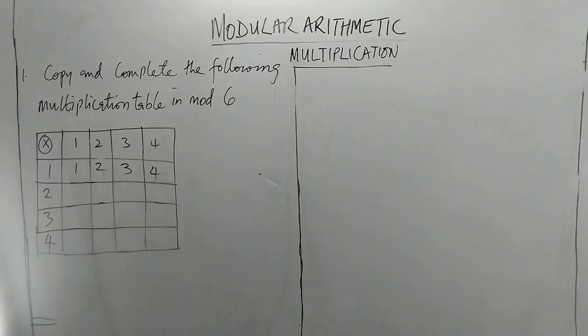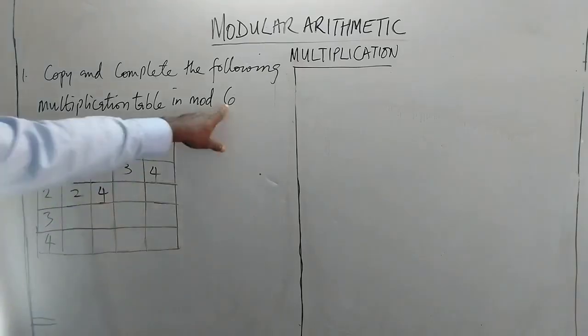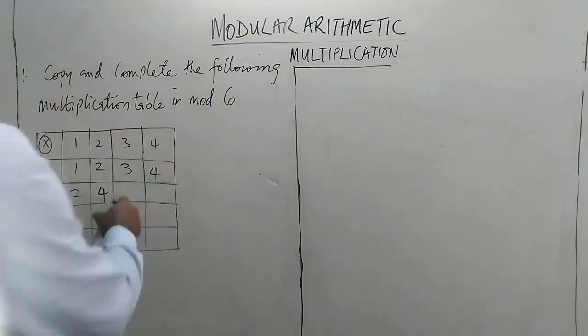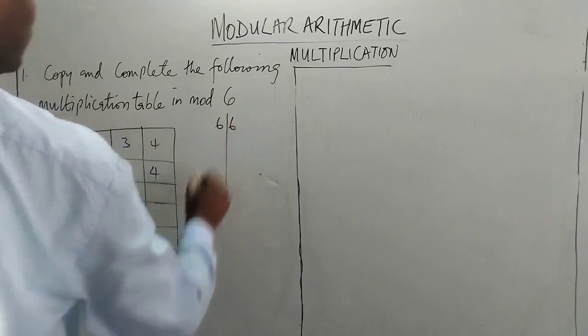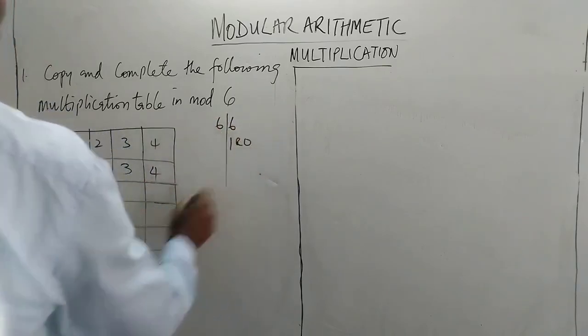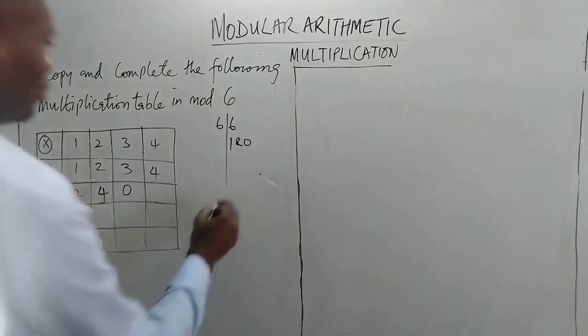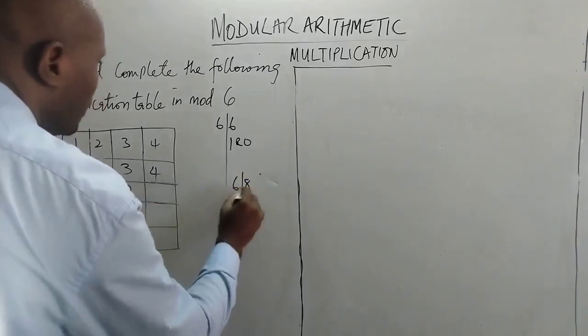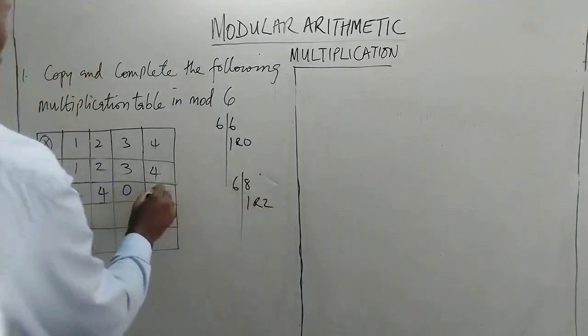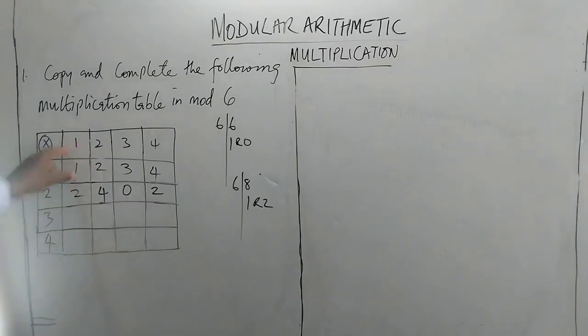2 times 1 will give us 2. And 2 is allowed. Write it down. 2 times 2 will give you 4. 4 is allowed. 2 times 3 will give you 6. 6 is not allowed in mode 6. So you divide. It will give you 1 remainder 0. You write the remainder. 2 times 4 will give you 8. 8 is not allowed. You divide again. That will give you 1 remainder 2. You write the remainder.